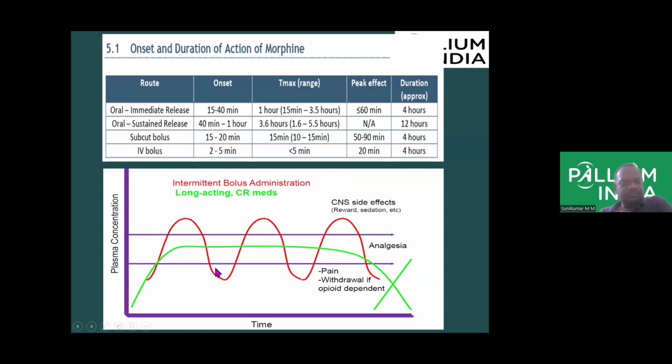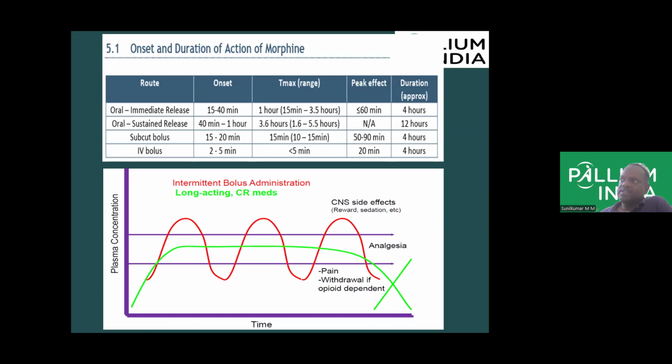And you can see what happens with the immediate release morphine. The graph in red represents oral administration, because we give it every 4 hours. So the blood level or plasma concentration of morphine varies. Sometimes it goes down, sometimes it goes up. But look at the green line, where the plasma concentration is kept more or less constant, so that the chance of side effects is less. So that's the advantage of sustained release morphine tablet.